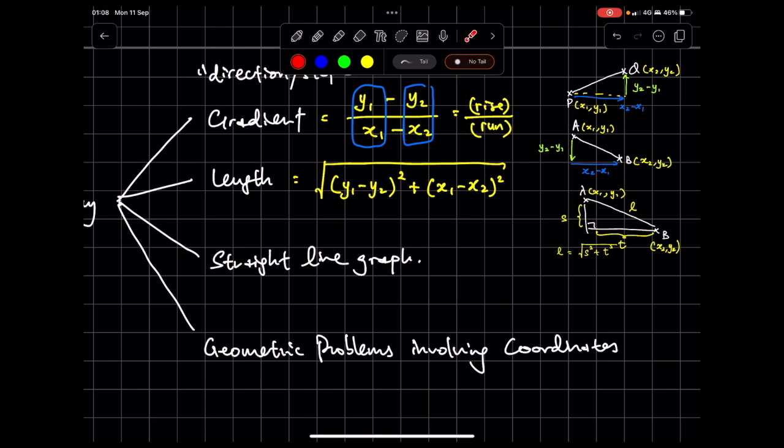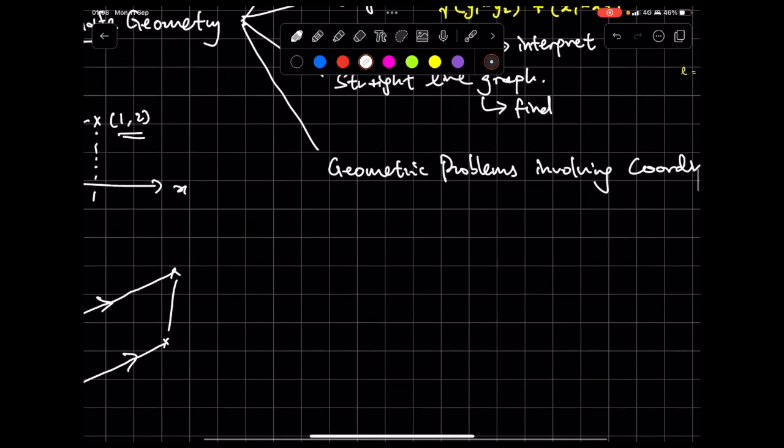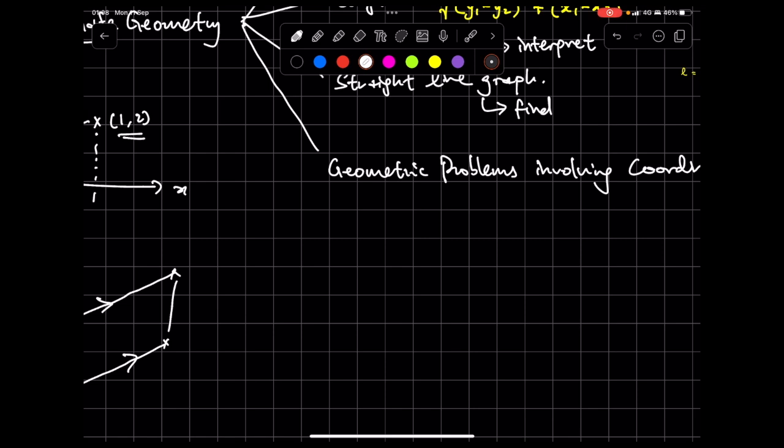Now third concept, straight line graph. Why did I just write down straight line graph here? Actually, it's a bit more. Straight line graph, and you're going to talk about how to interpret the straight line graph, as well as how to find the straight line graph. What do I mean by these two? Let me just use a bit more space down here. Let me just use red color and point it down here.